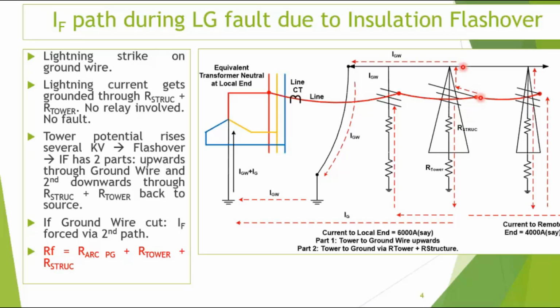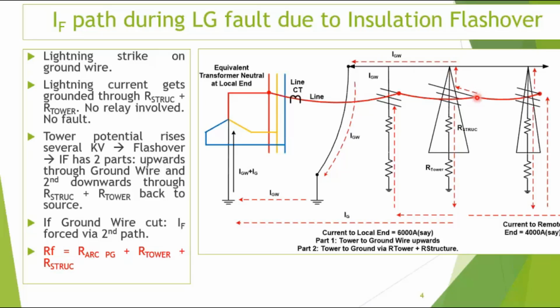Now come back to the insulation flashover part. Forget the lightning part. Insulation flashover means the current is flowing from the conductor to the tower body, to the ground wire, and coming back to the substation earth mat, like the previous example. Now what happens when the ground wire is cut over here? Then the tower footing and all these come in. It happens in our DVC system, and in any other system also. Lots of times there is a breakage in the ground wire.